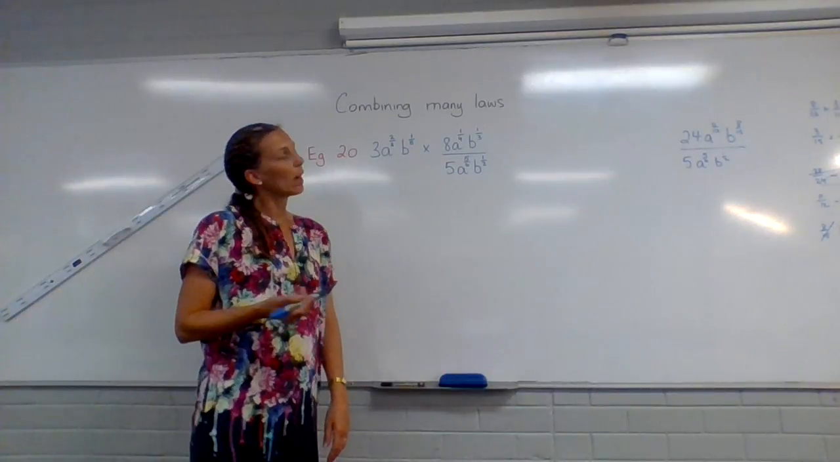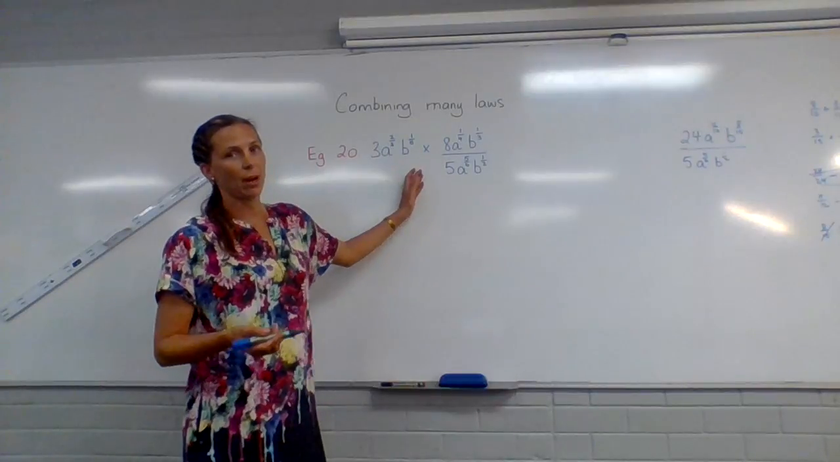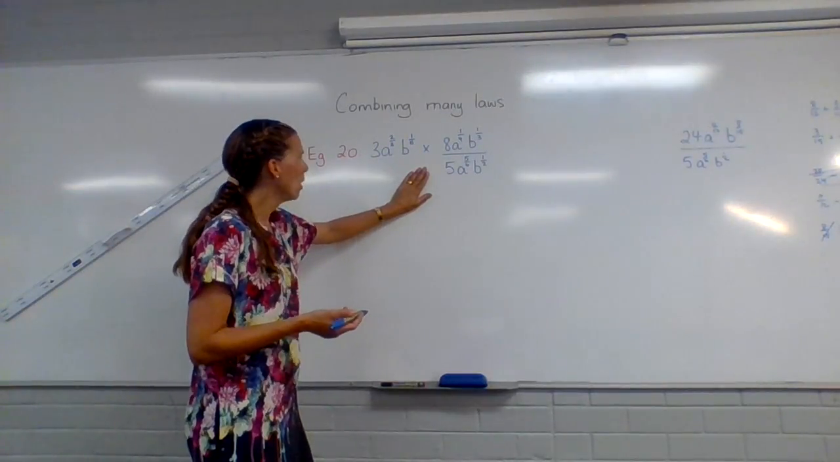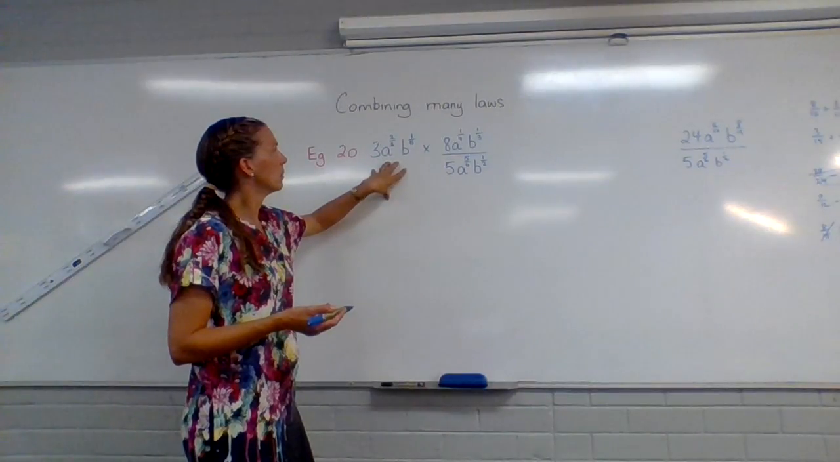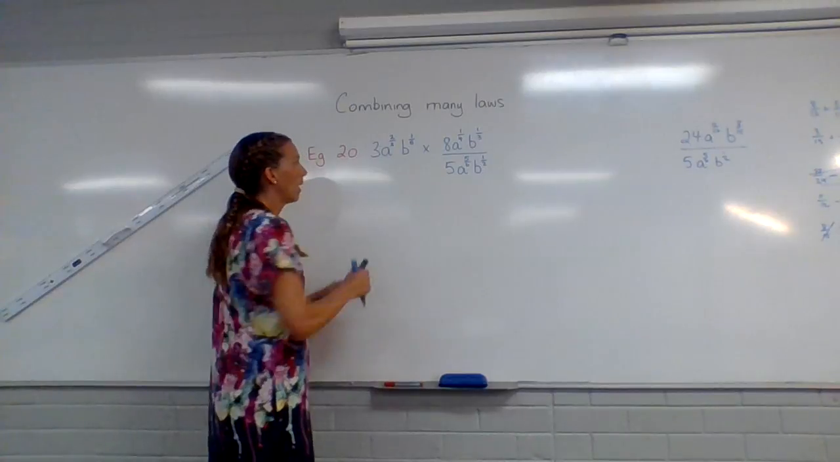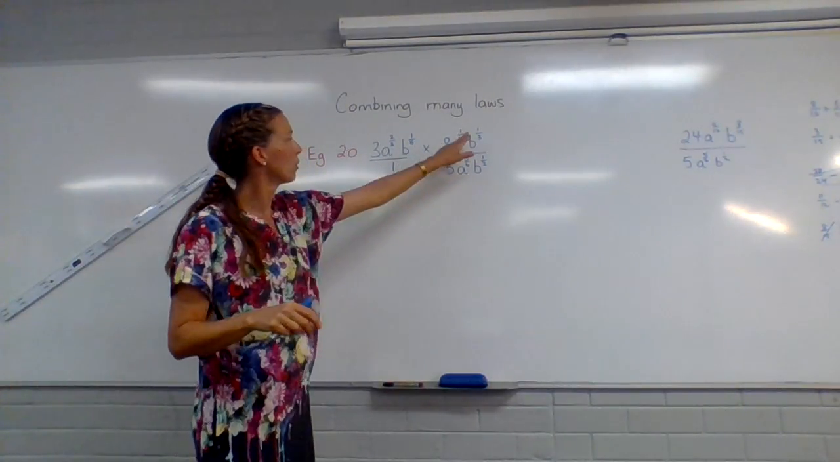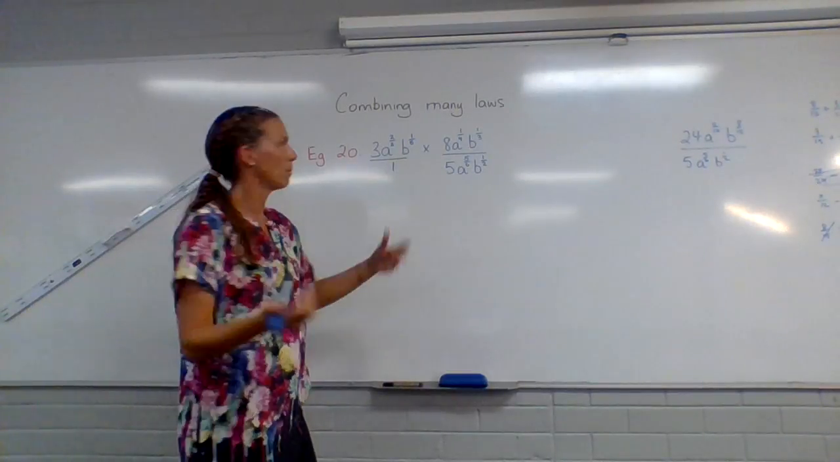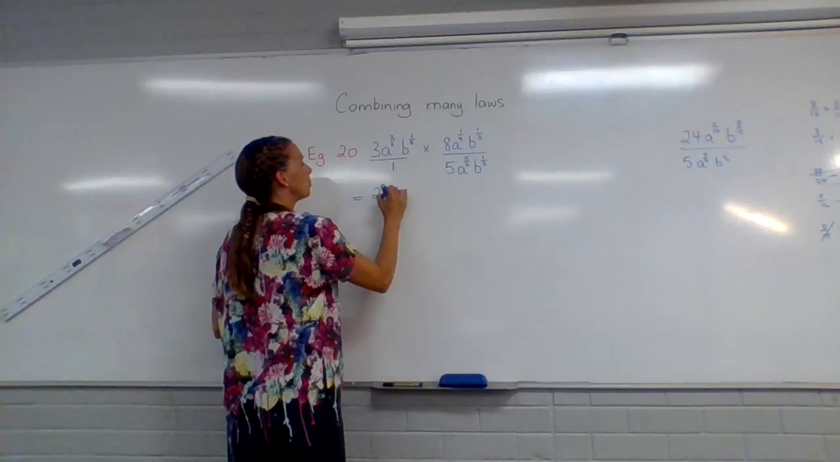So here we go, we're going to look at a few different laws that are also involving fractional indices. So with something like this, we've got an expression times a fraction. I would think about it in my head as this being over 1, and I would do the top times the top and then over the bottom and move along. So 3 times 8 is 24.